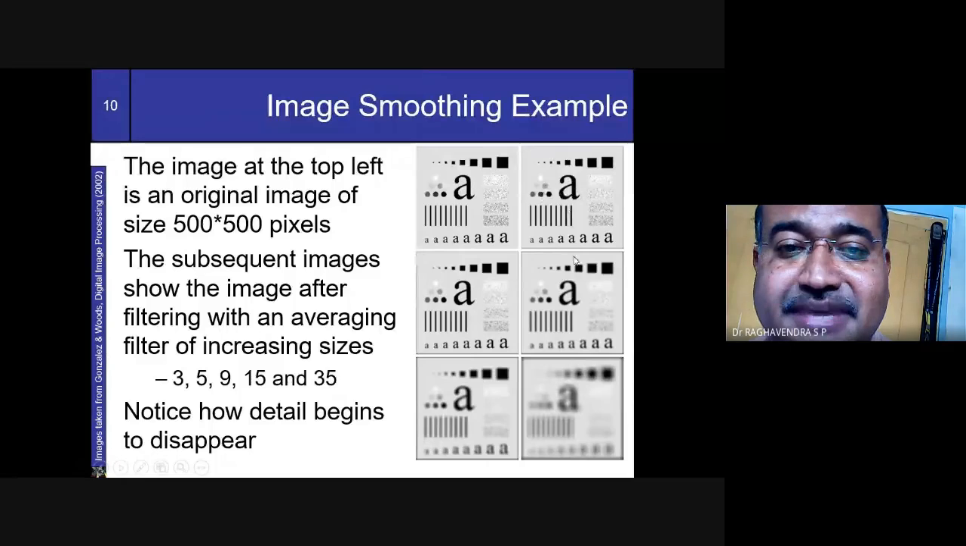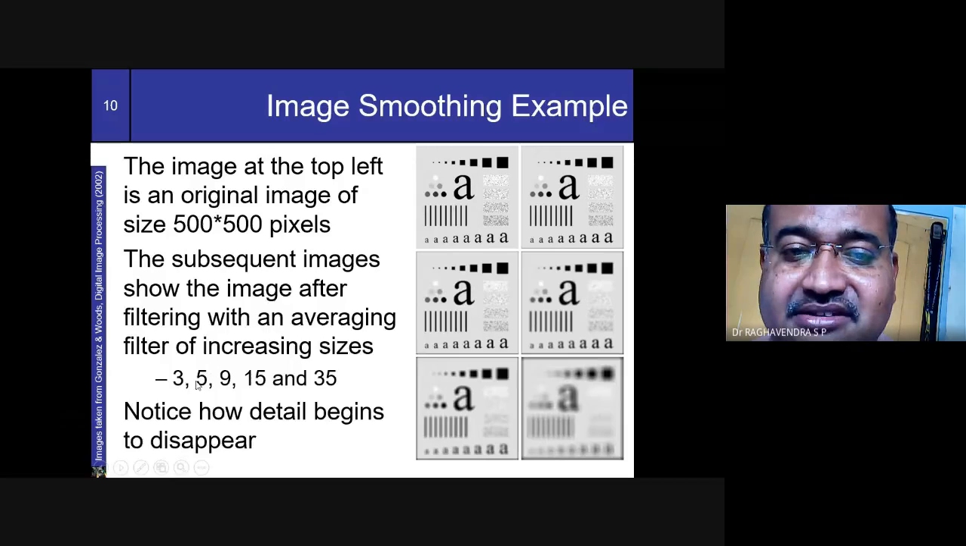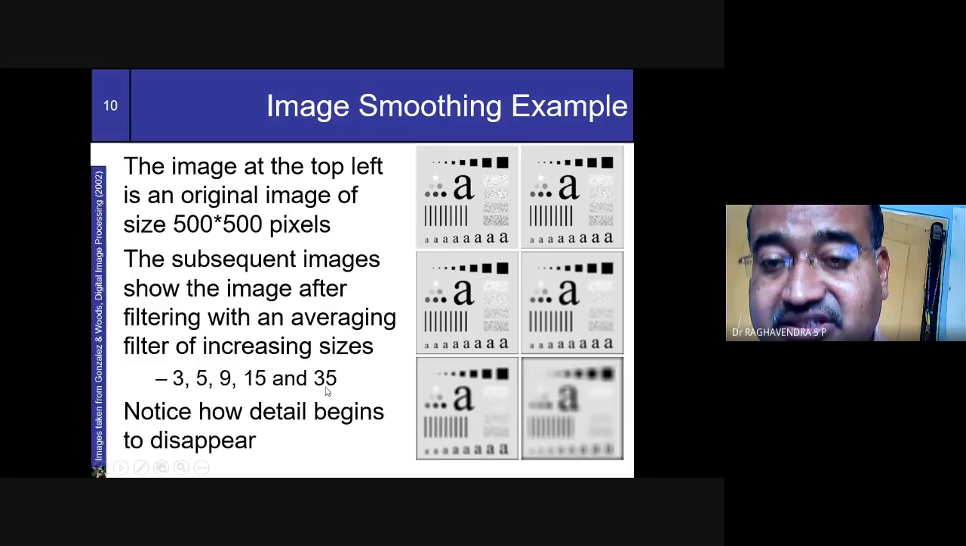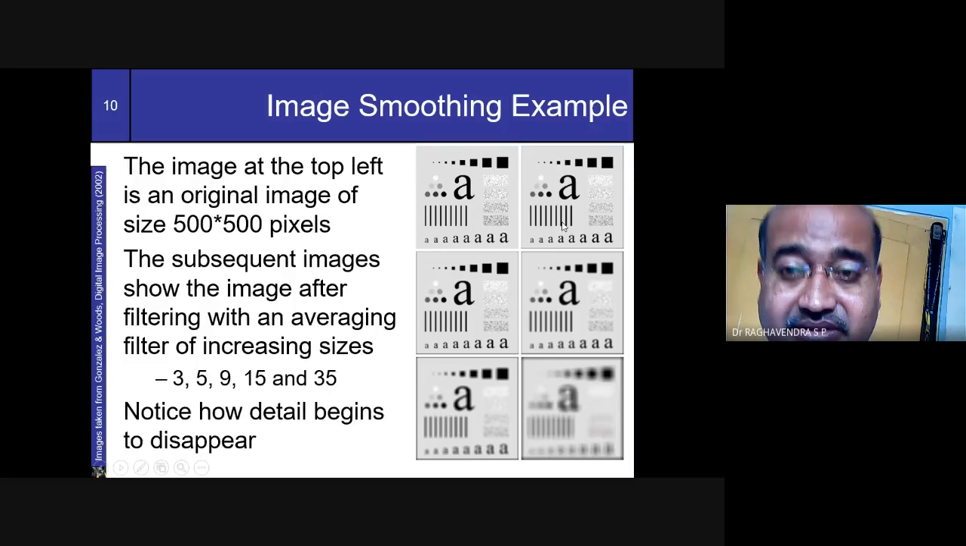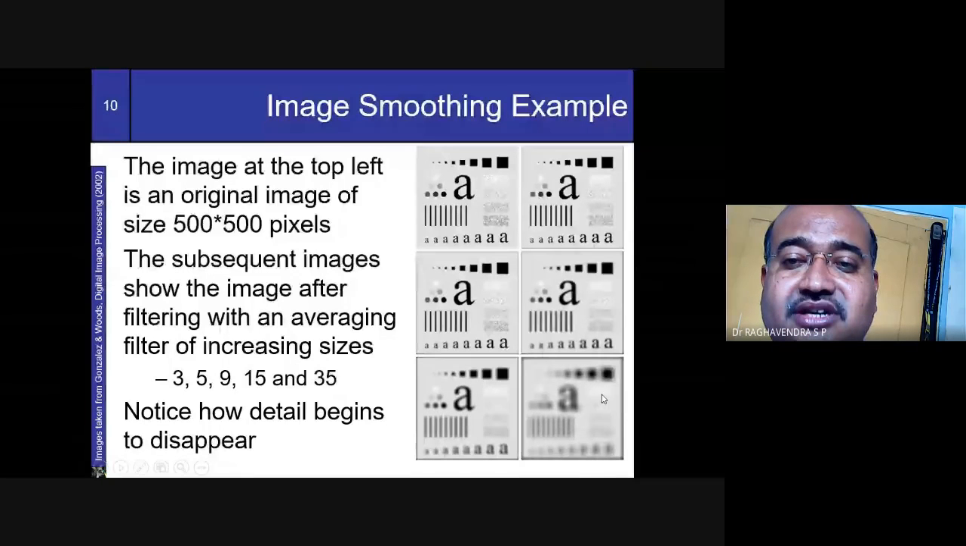So this is the first image, this is the second image, the 3 cross 3 image, and next is 5 cross 5, where we have applied a 5 cross 5 filter. Next is 9 cross 9, then 15 cross 15, and this is a 35 cross 35 filter.